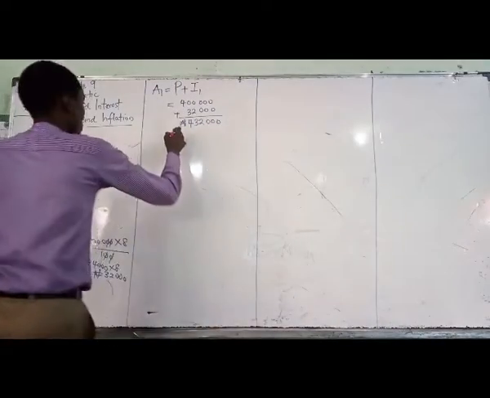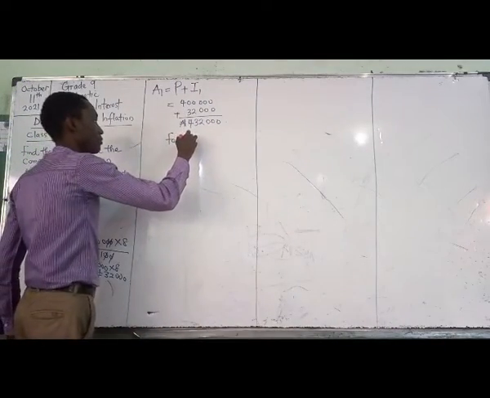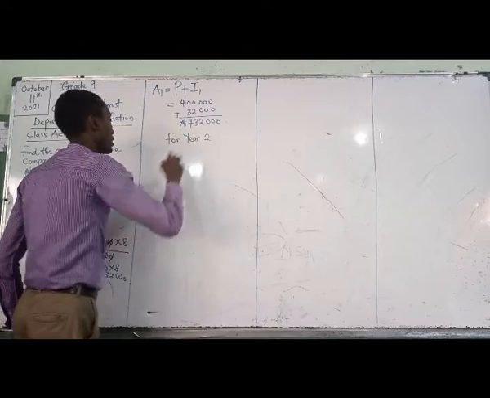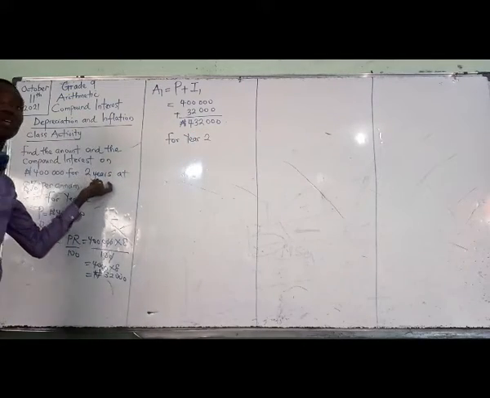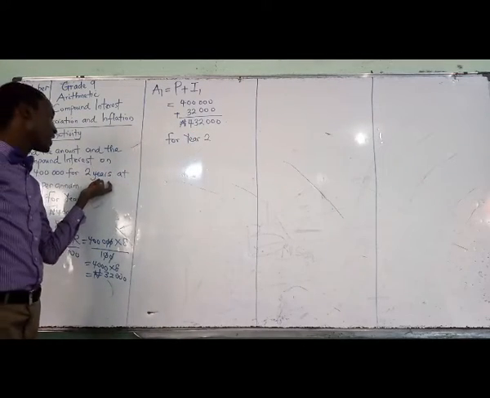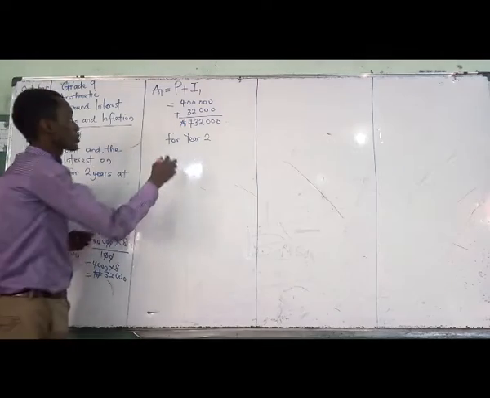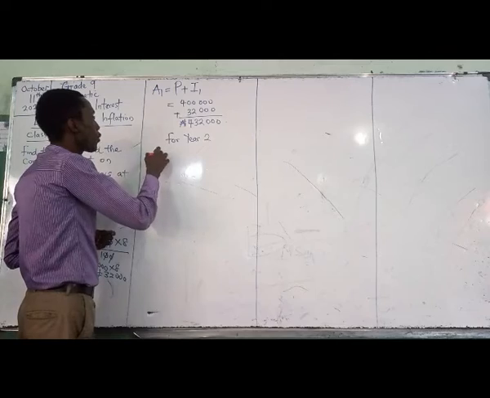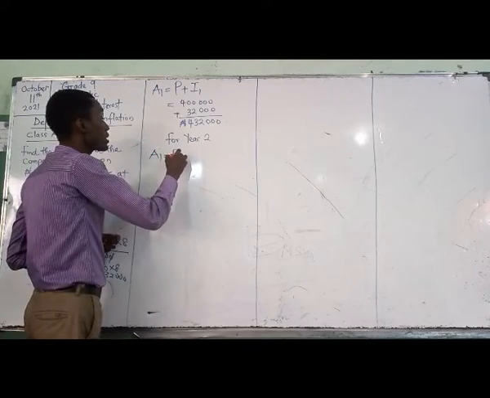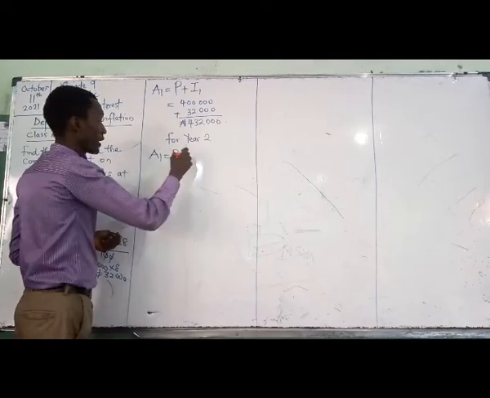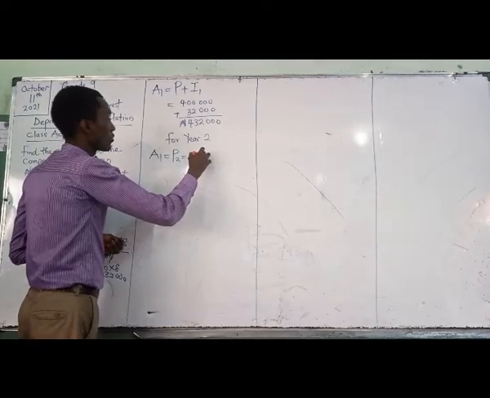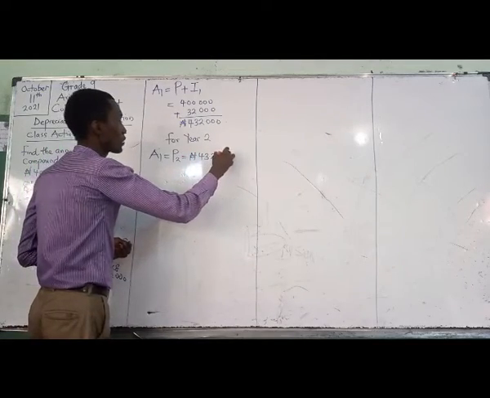So for year 2. Now, because we are told to do it for 2 years, it means that the highest year we are to consider will be 2. So A1 will be equal to P2, and that will be equal to 432,000.